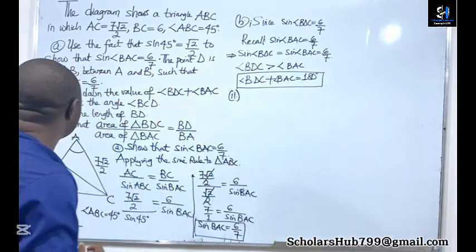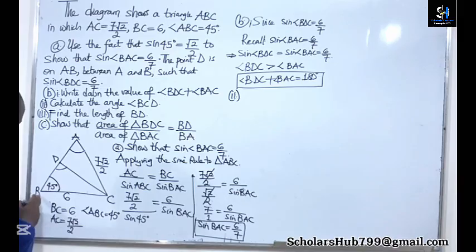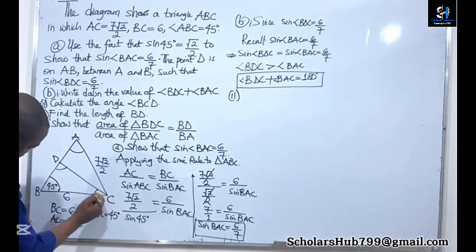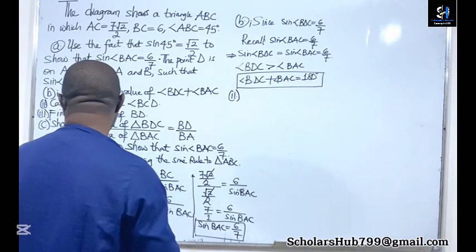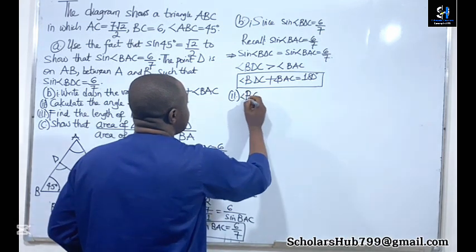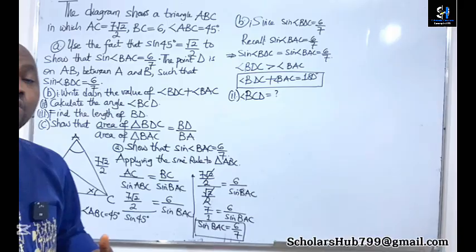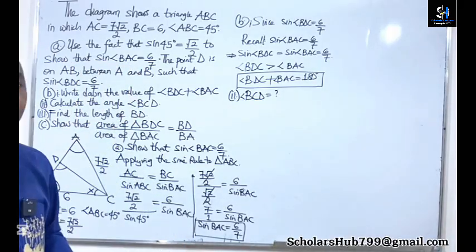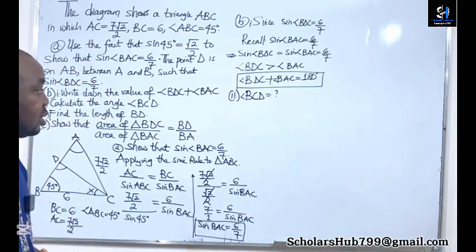Now for Roman numeral 2, we are asked to calculate angle BCD. That is this angle. Let me represent angle BCD with letter X. To calculate angle BCD, we can use the angle sum property of a triangle, that is, the sum of interior angles in a triangle equals 180 degrees.